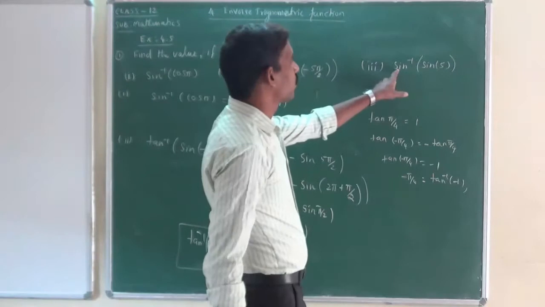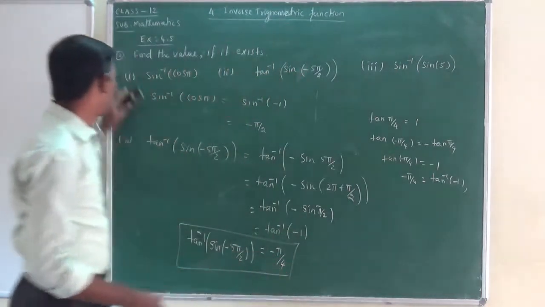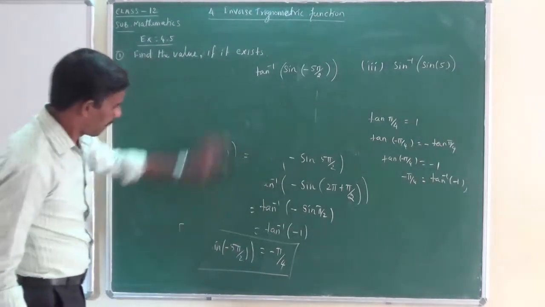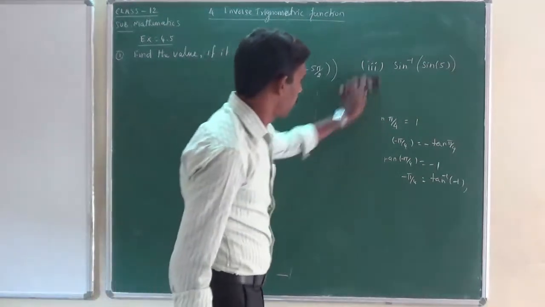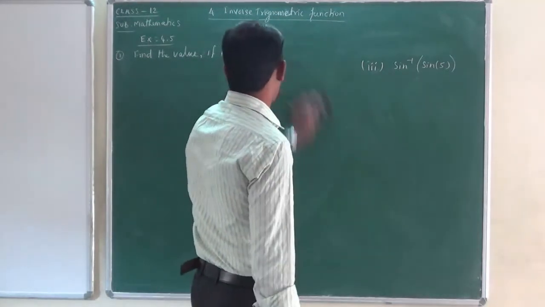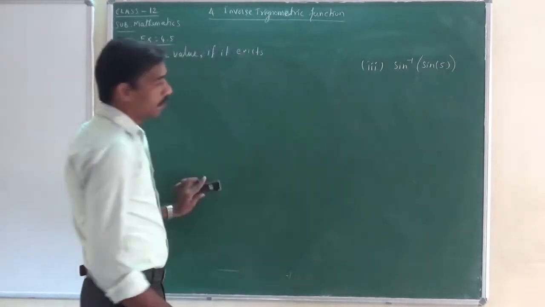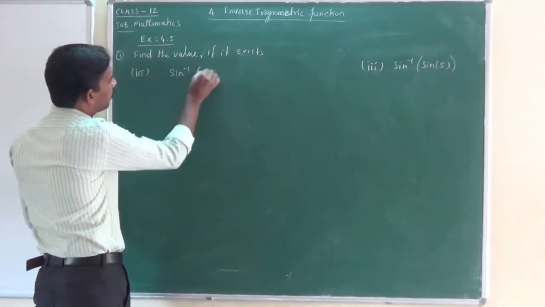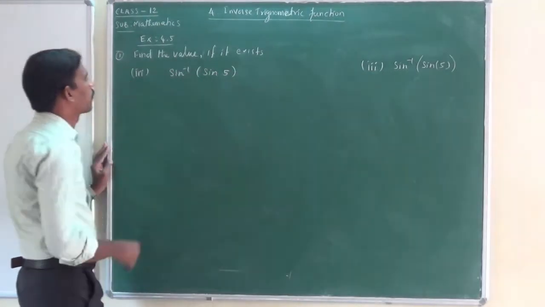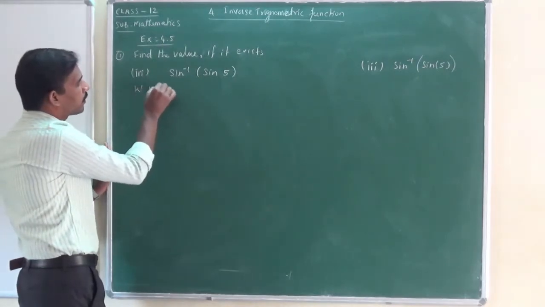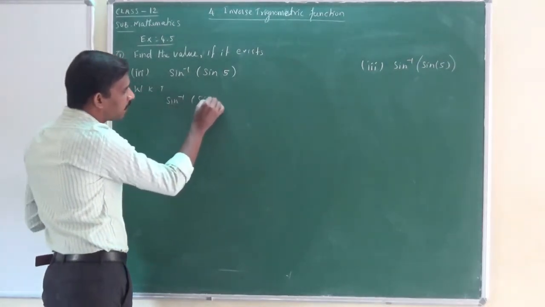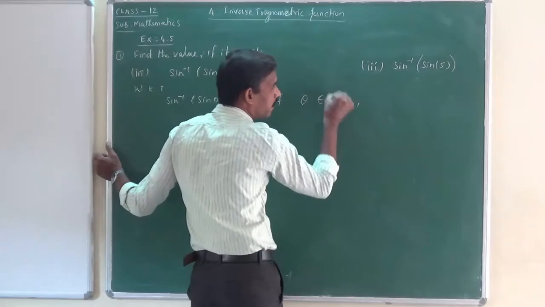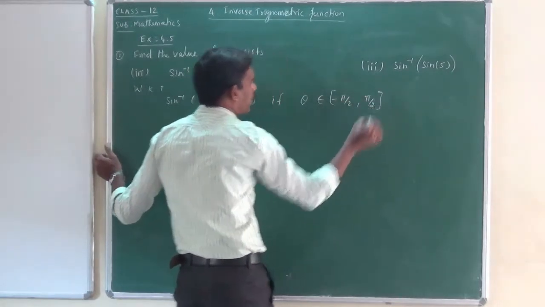Now we want to go for the third one. Question number 3. Sine inverse of sine 5. We have a property. We know that sine inverse of sine theta is equal to theta if theta belongs to the interval of minus pi by 2 to plus pi by 2.